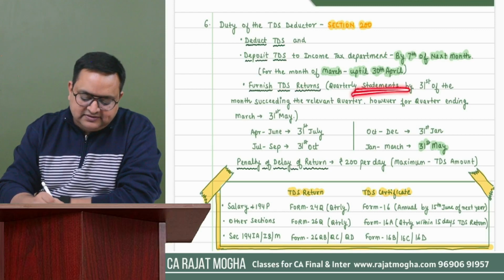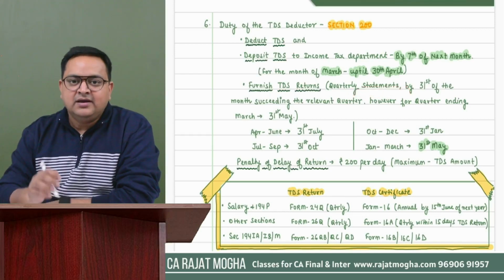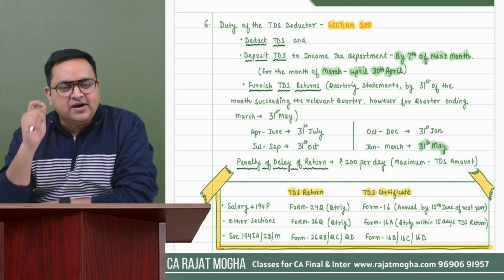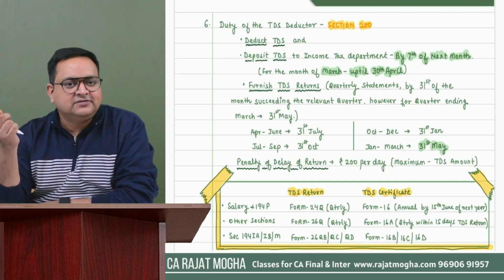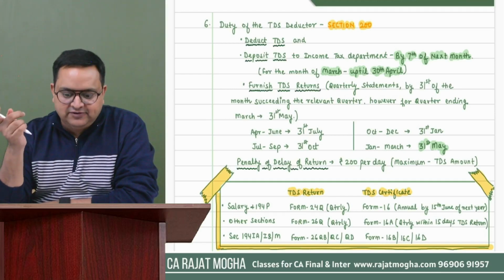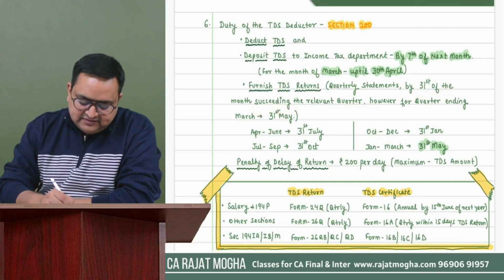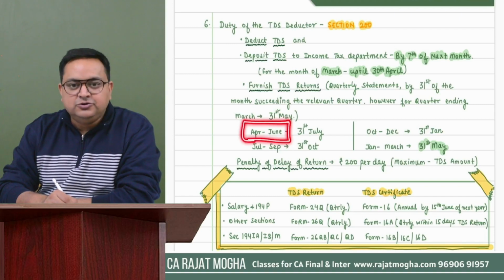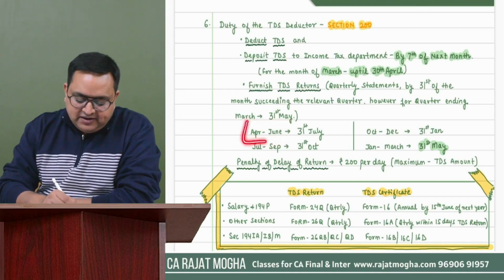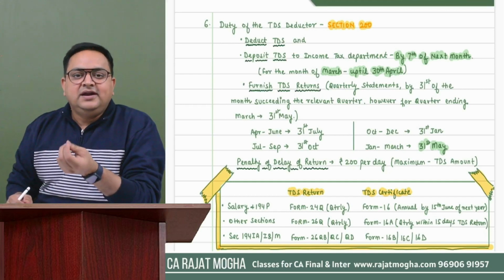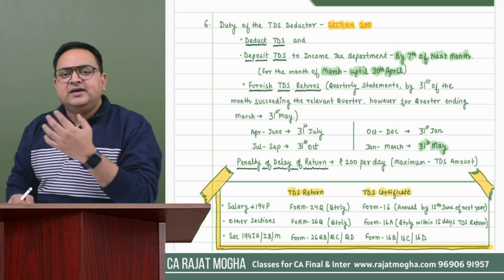That is a quarterly statement. Whenever any quarter is over, you have to furnish that statement by 31st of the next month. So by 31st of the month succeeding the relevant quarter. This means that if the quarter is April to June, whatever TDS you have deducted, who will furnish the TDS return? The TDS deductor.